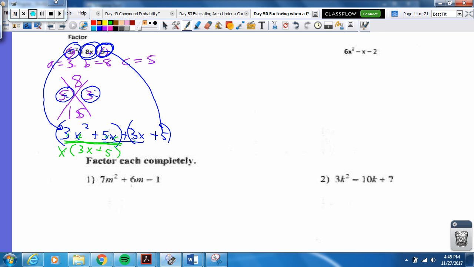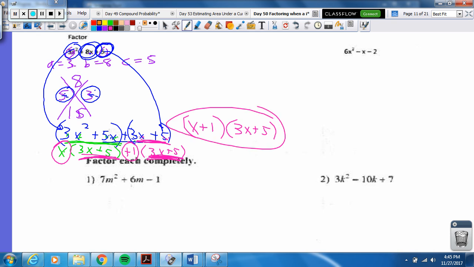Okay, so now what can I factor out of this binomial right here? I can't factor out an x because this term right here doesn't have an x. But I have to factor out something. So in this case, I'm just going to factor out a 1. Boom. Okay, so how do I put this together? What are the two terms? Well, you see what's on the outside. You see x and plus 1. Well, that is going to be my first term. You see these two on the inside right here? These two match. That would be 3x plus 5. There you go.